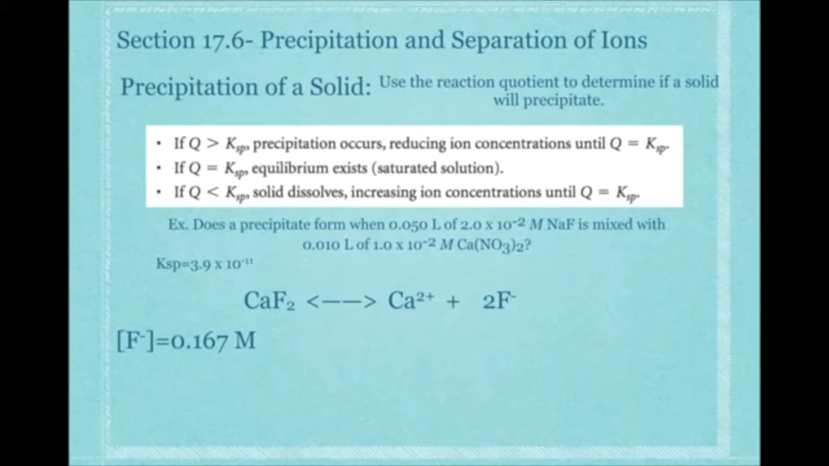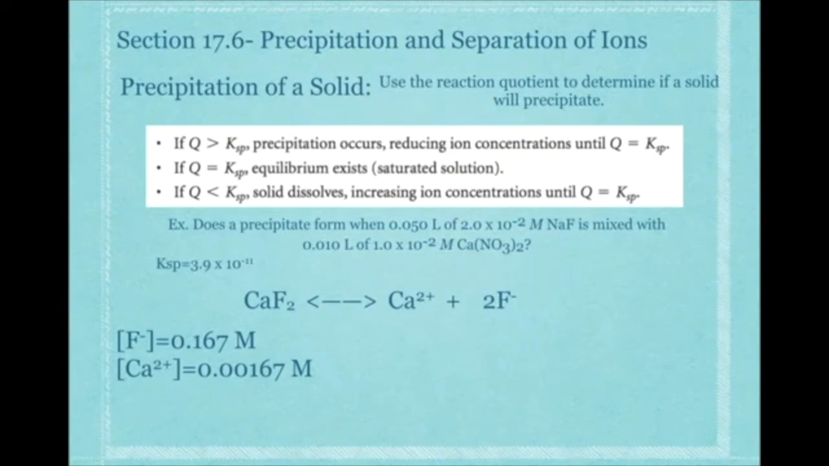For the calcium ion, I took 1.0 times 10 to the negative second, multiplied that by 0.010 and then divided that by 0.060. Make sure you're getting this because you're going to be required to do this quite a bit in future lessons. I get for my calcium ion a concentration of 0.00167. So what I can do now is calculate my reaction quotient.